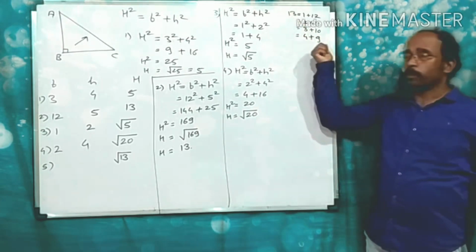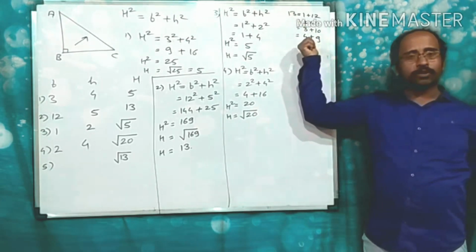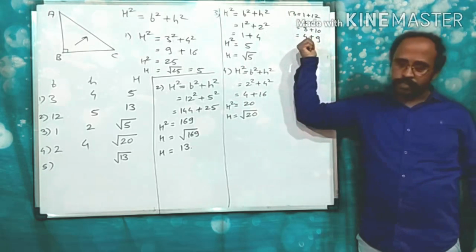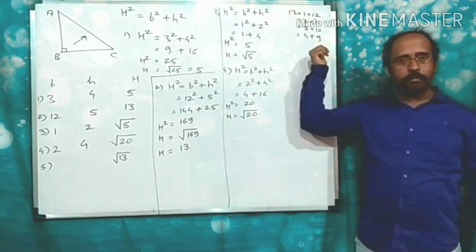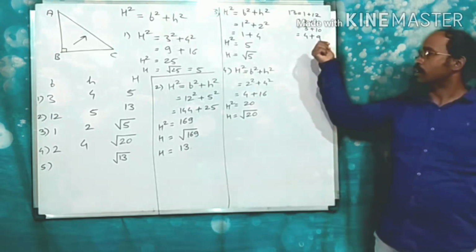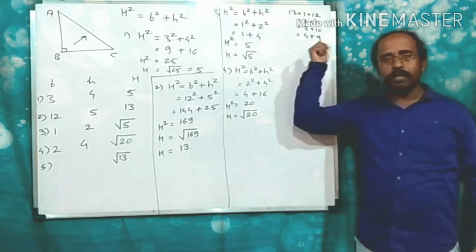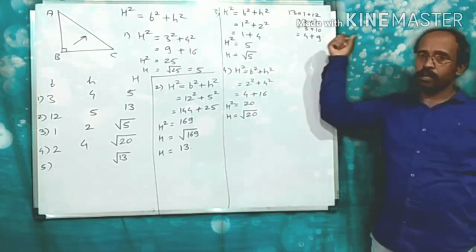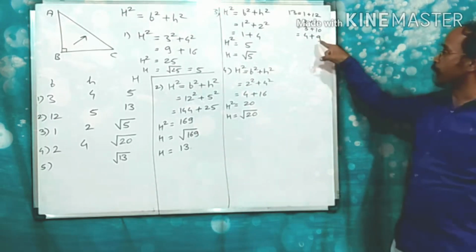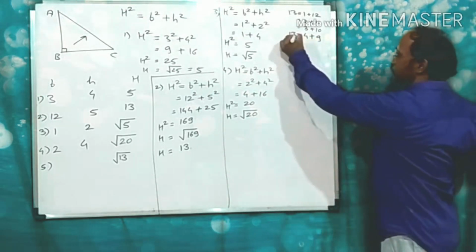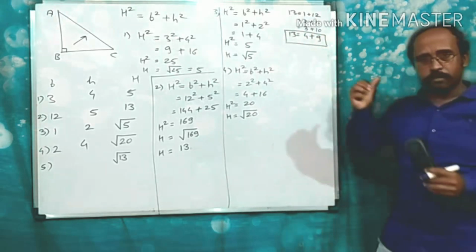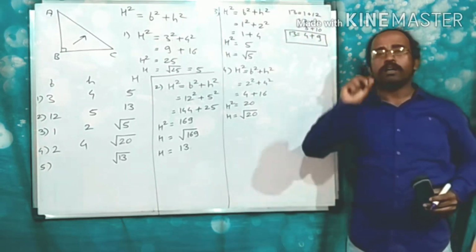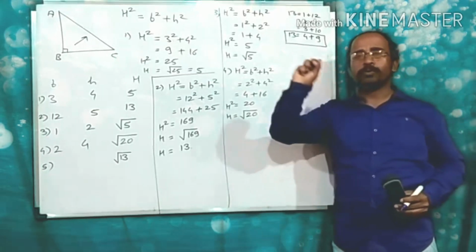13 is equal to 4 plus 9. 4. Is it a square of any number? Yes. 4 is square of 2. 9. Is it a square of any number? Yes. 9 is square of 3. So this 4 plus 9 is equal to 13. In this case, 13 is nothing but addition of squares of two numbers.